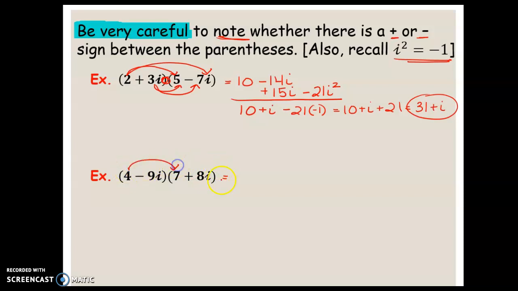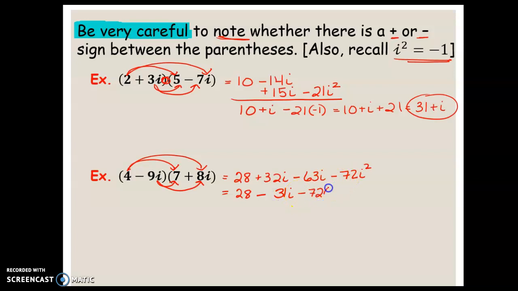So right here, 4 times 7 is 28. 4 times 8i is 32i. Negative 9i times 7 is negative 63i. And negative 9i times 8 is negative 72i squared. So this is 28, 32, and a negative 63 means it's going to be negative because the bigger number is a negative. 63 minus 32 is 31, so negative 31i.